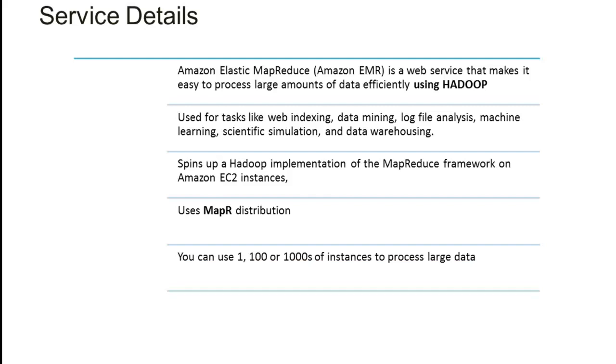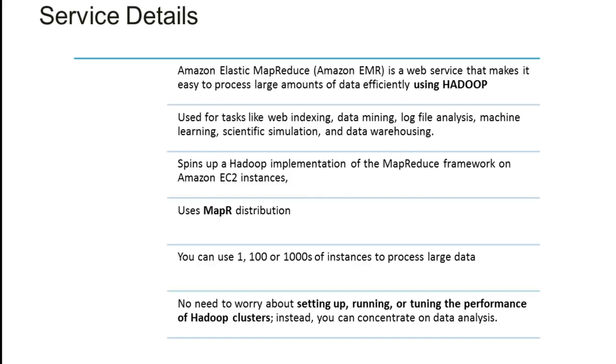Next one is that it is very easy to get 100 instances or just one instance. If you are learning about MapR or the distribution, you can just create one instance of MapR. You can create 100 instances of MapR. You can create 1000 instances of MapR, and you can process a large amount of data, and then once you are done, all those 100 servers you can release or shut down, and you do not have to pay after that.